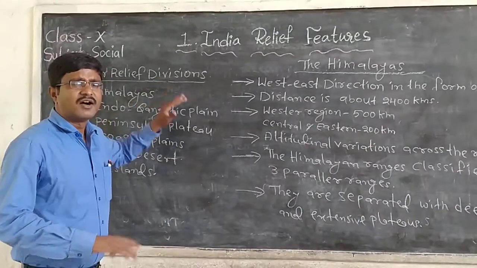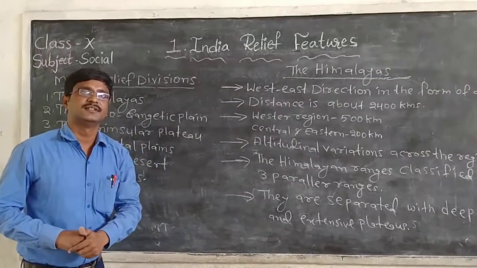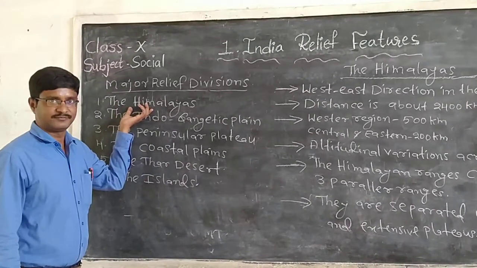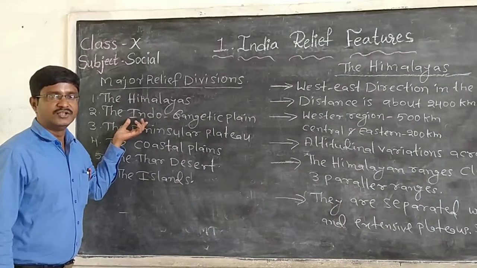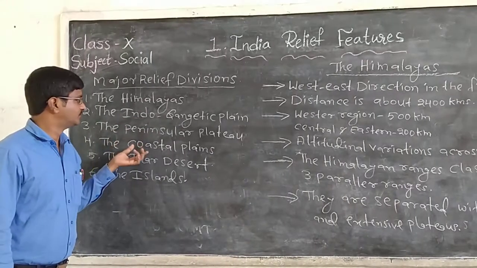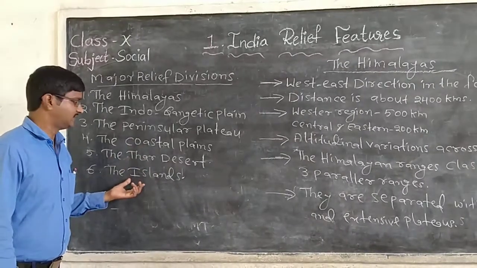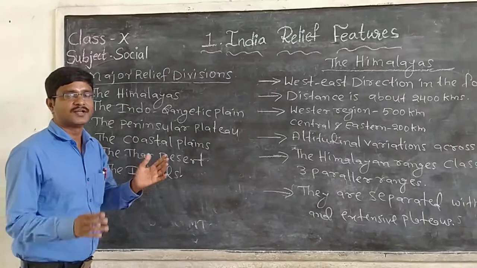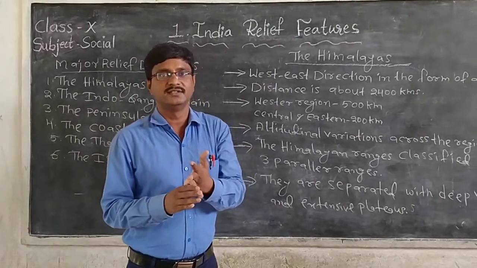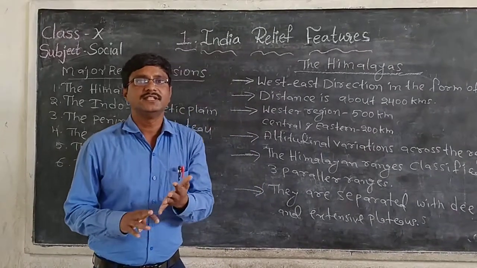Major relief divisions means our entire Indian landmass is classified into 6 parts. One is the Himalayas. Second, the Indo-Gangetic Plain. Third, the Peninsula Plateau. Fourth, the coastal plains. Fifth, the Thar Desert. Sixth, the islands. So, these are the major relief divisions of our country.